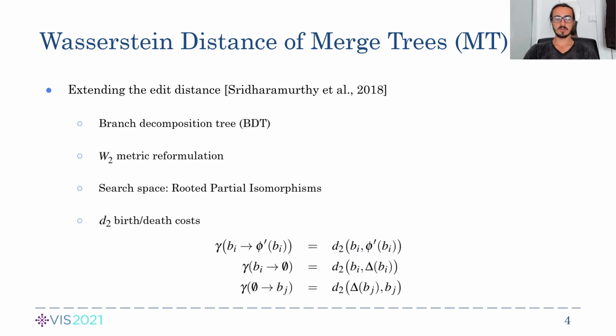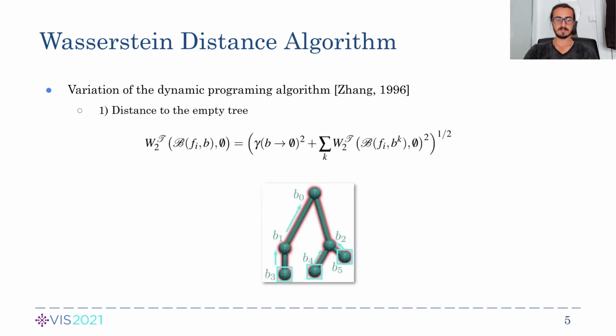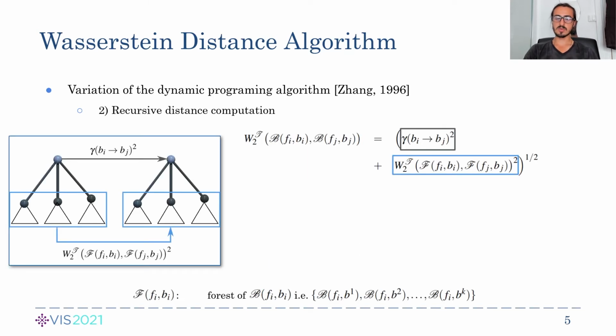Finally, we use as cost of the edit operations the same as the L2 Wasserstein distance between persistence diagrams, being the Euclidean distance in the birth-death space. The algorithm used for distance computation is based on the dynamic programming algorithm of Zhang. The first step is to compute for each subtree its distance to the empty tree. This can be easily achieved by starting at the leaves and summing the deletion cost of each node while going up in the tree. The second step is to compute the distance between the first tree and the second one.